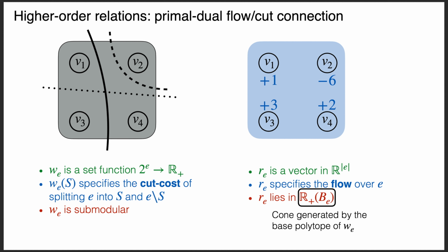From a flow perspective, we have a vector that defines the flow over the hyperedge, and we will see later that we require the vector to be in the cone generated by the base polytope of the submodular cut cost function.